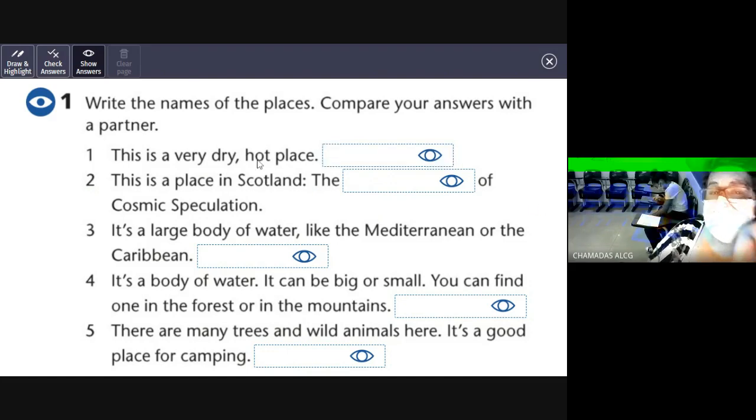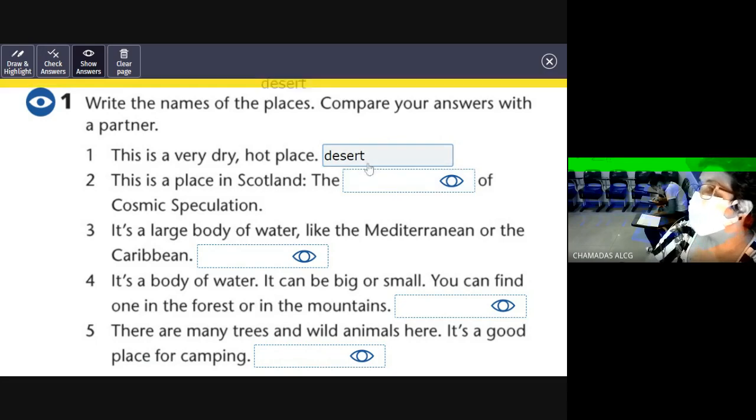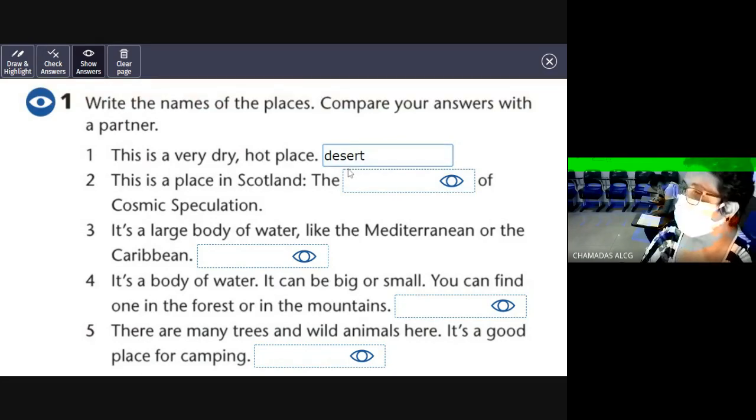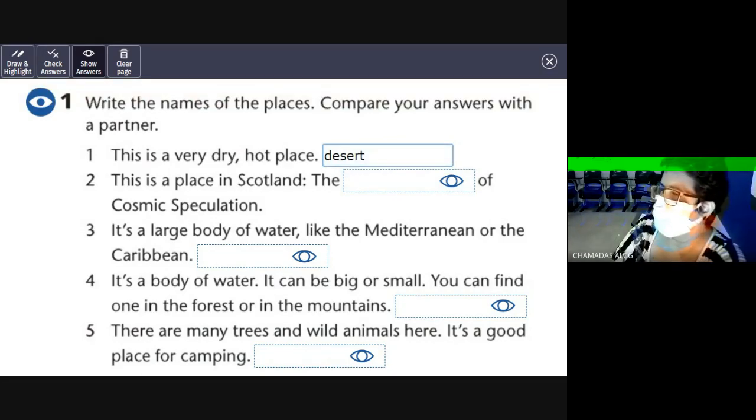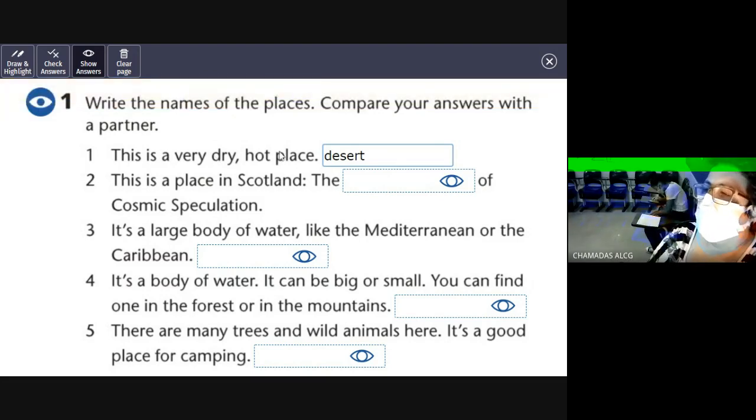Places they mentioned in the lesson. Okay, so what place is that? What do you think? Desert. Okay? Yes. So number one, desert. Now number two, this is a place in Scotland.